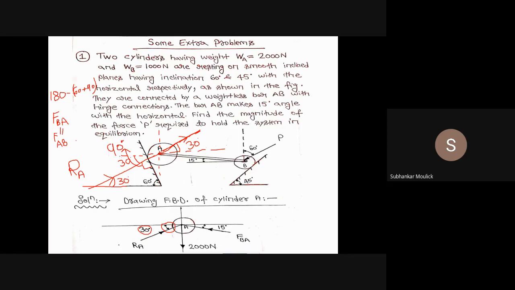Is it clear? So that's why this value will be FBA. Is it clear? Any doubt? No, sir.